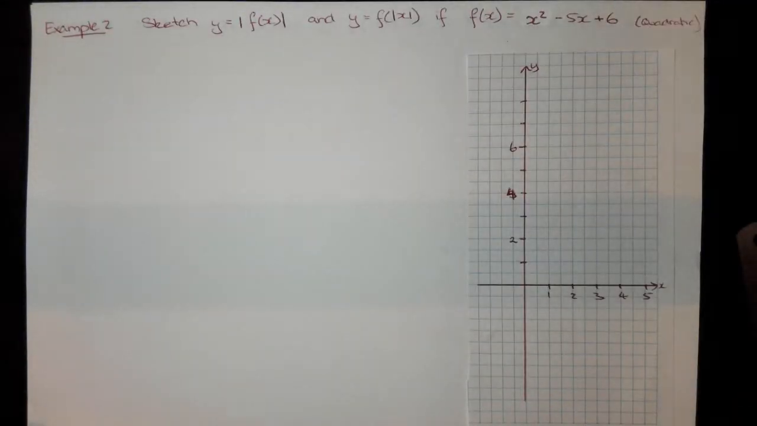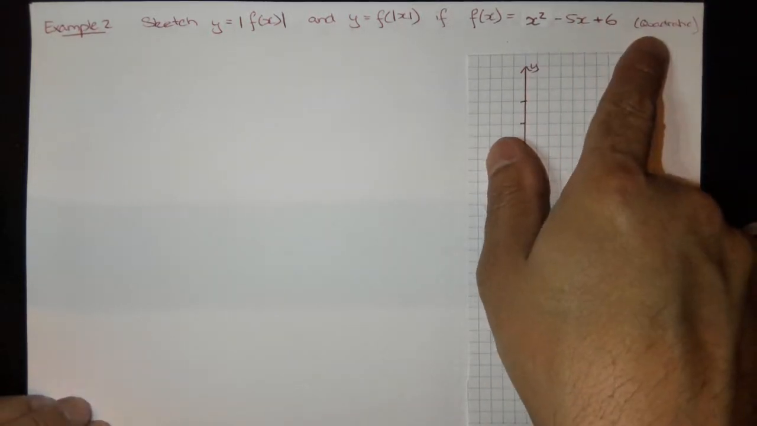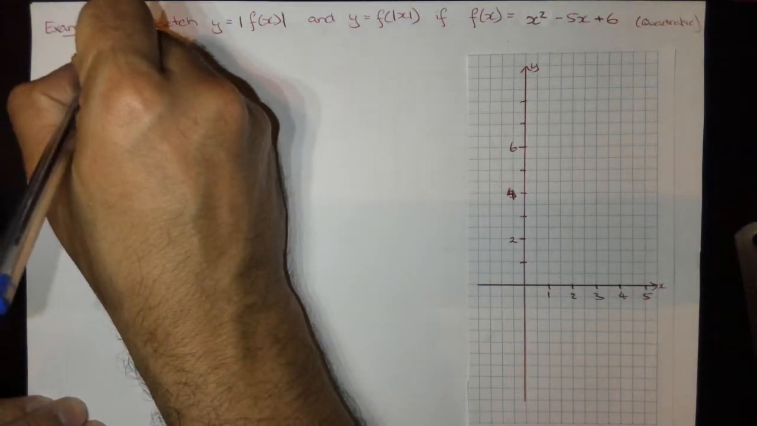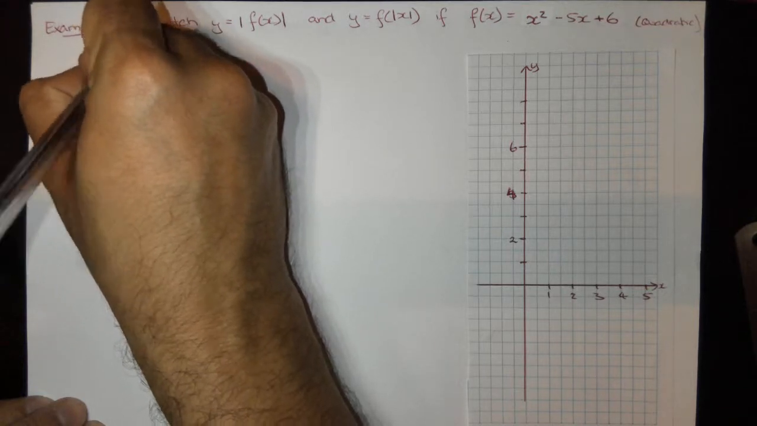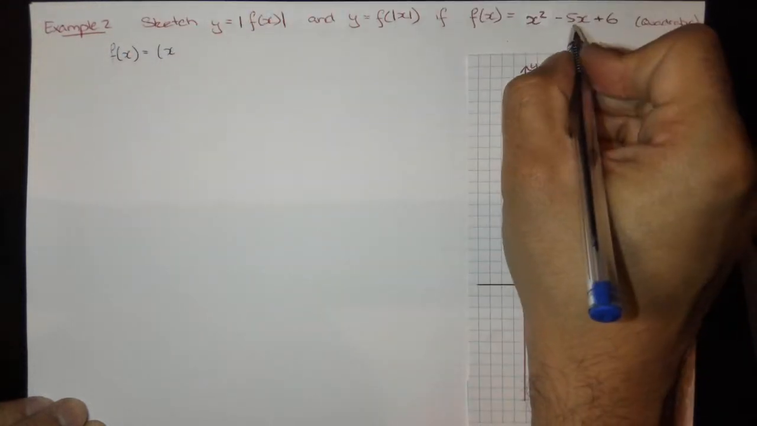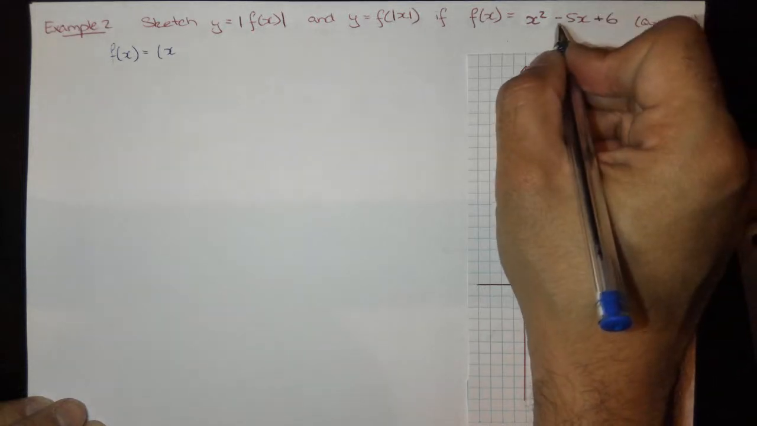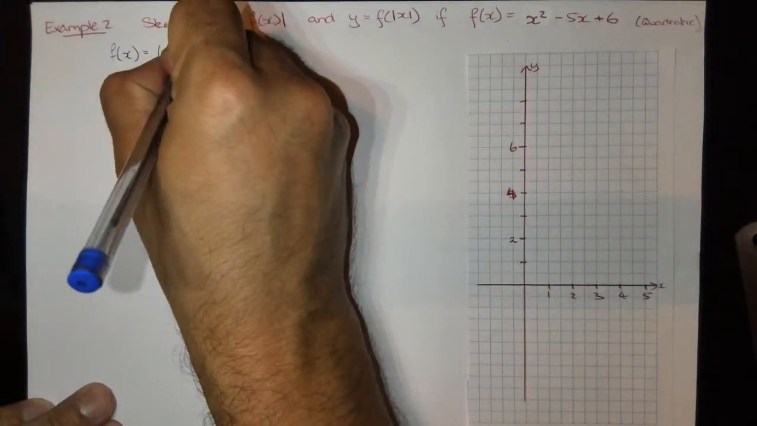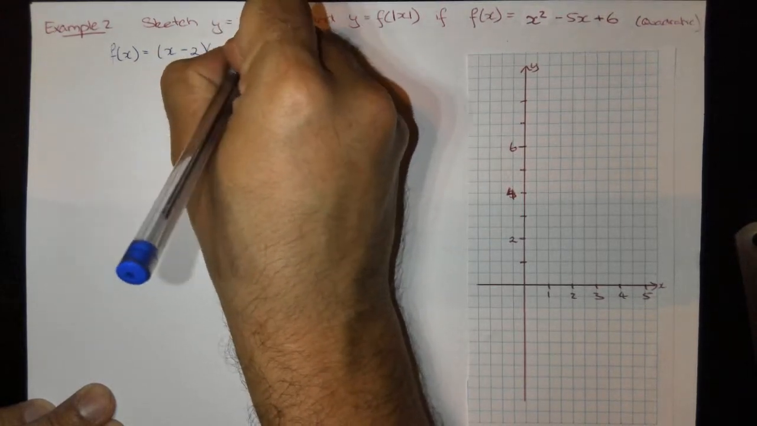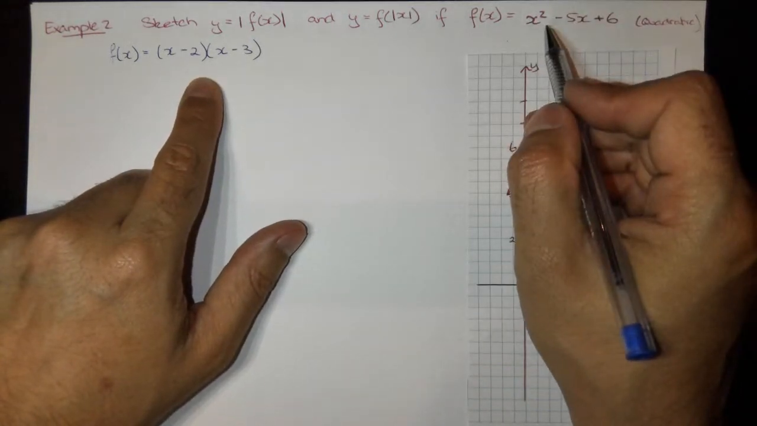Okay, let's do example 2. Here we have a function. It's a quadratic. The first thing I want to do is factorize it. So f of x should equal x minus 2 and x minus 3, because minus 2 times minus 3 makes positive 6, and minus 2 plus minus 3 makes minus 5. Okay, so that's this function factorized.